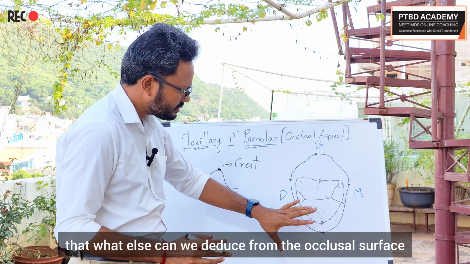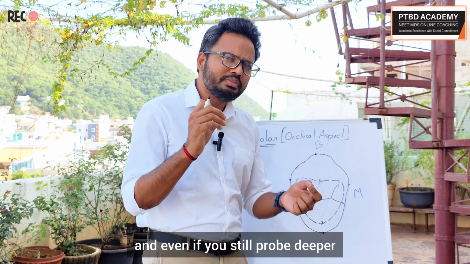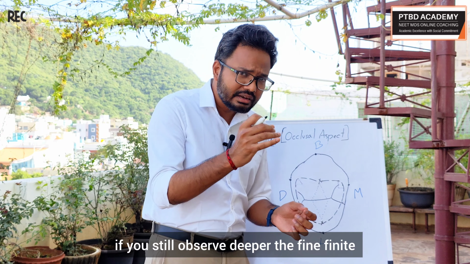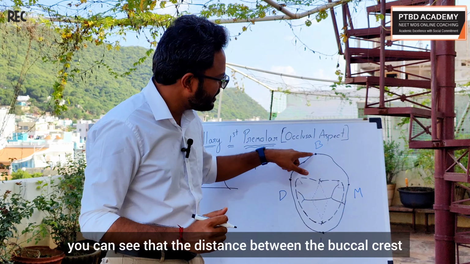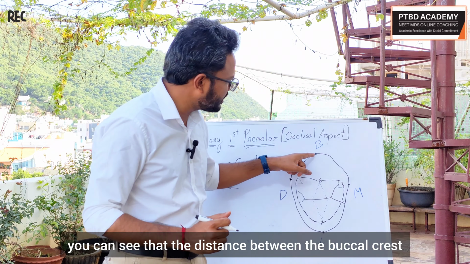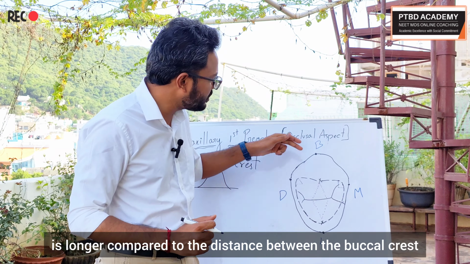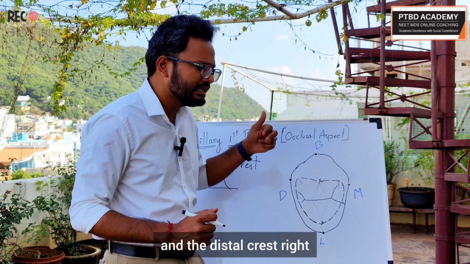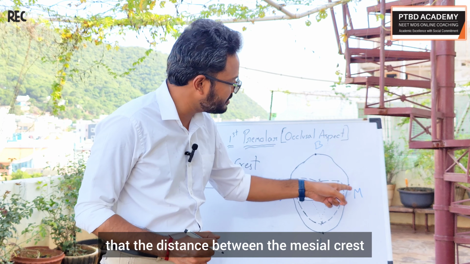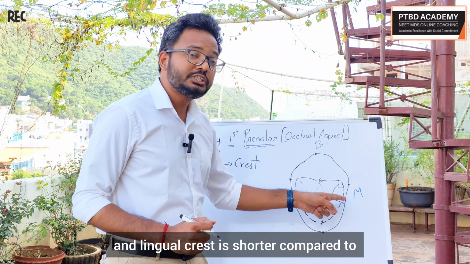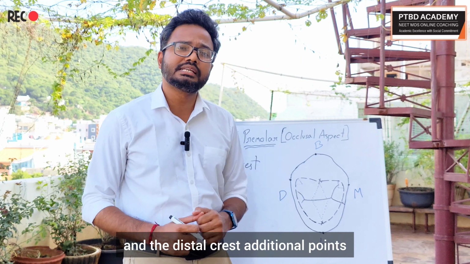And along with that, what else can we deduce from the occlusal surface? Even if you probe deeper, if you observe the finite details I'm talking about, observe the lengths. You can see that the distance between the buccal crest and mesial crest is longer compared to the distance between the buccal crest and the distal crest, right? And also the distance between the mesial crest and lingual crest is shorter compared to the distance between the lingual crest and the distal crest.